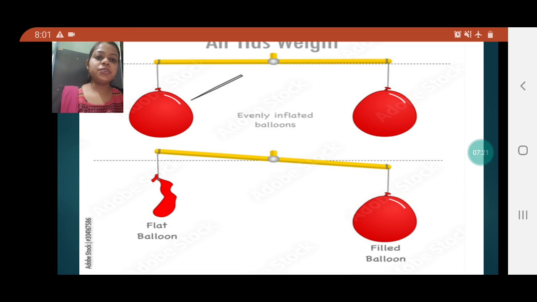Whereas in the above picture, you can see these are balanced because in both of the balloons the air is filled. So this proves that air also occupies space and has mass. Hence the air is also matter.